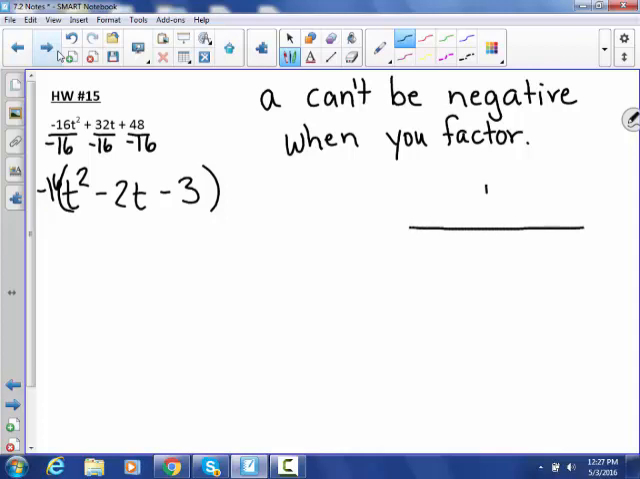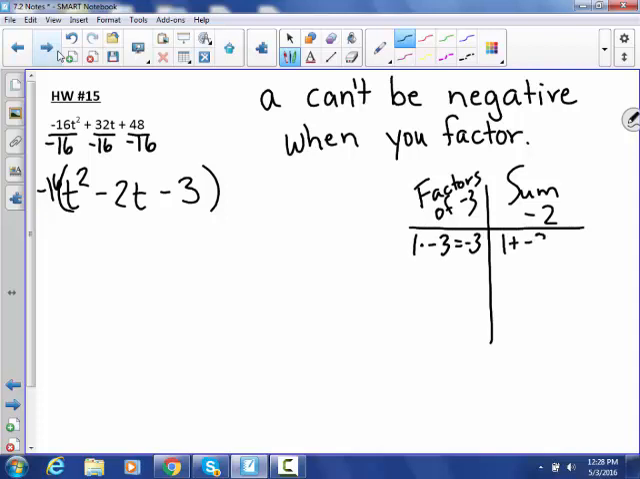Look at -3. Factors of -3. Sum is -2. Okay? Anybody got any ideas? Yep. 1 times -3 is -3. Then 1 plus -3 is -2. So we've got -16, t plus 1, t minus 3. And that's it.